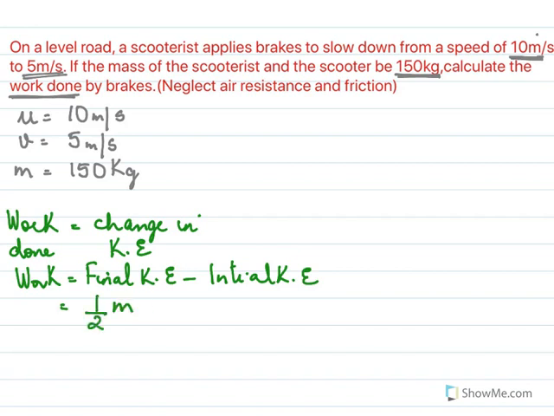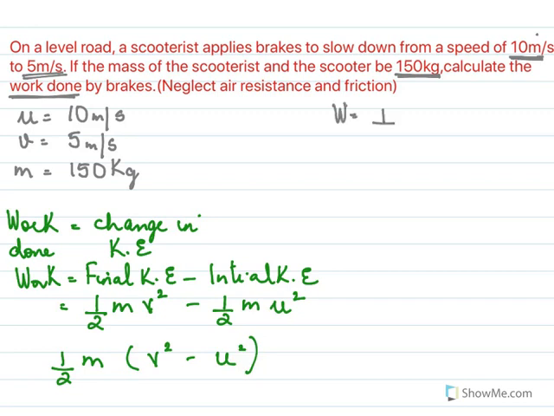Now what is final kinetic energy? Half m v square, final velocity. Initial, half m u square. Now I will take half m common. So when I take half m common, what remains here is v square minus u square. Now in the next step I'm going to substitute. So the work done is half m times v square minus u square.